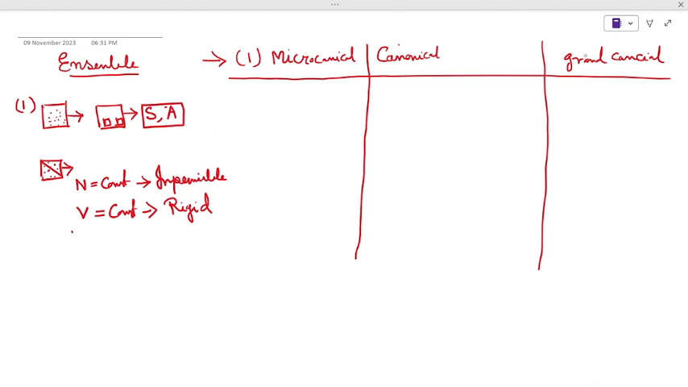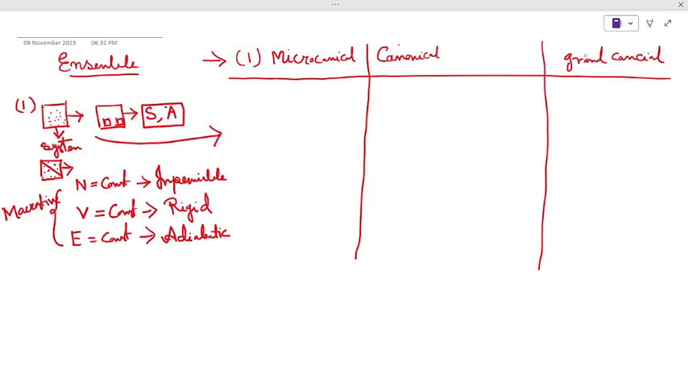And let's suppose we take another condition, E is also constant. E will be constant if the wall is adiabatic. These are the three conditions we impose on a system of gas, and we can consider these as the macrostate. We restrict this system to these three macrostate variables, and they will remain constant all the time. If the system is like this, we connect it to the microcanonical ensemble.